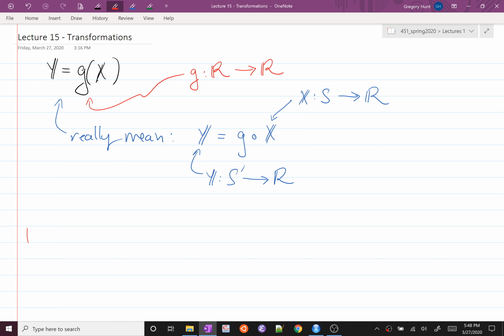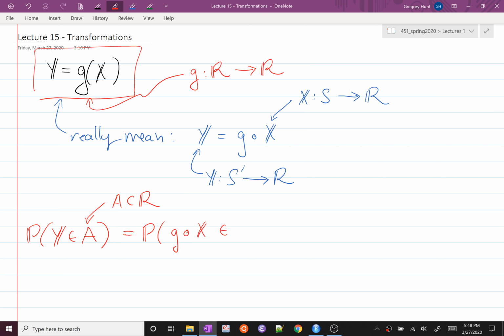If we calculate a probability, I want to calculate the probability that Y is in A. So Y is defined as g of X. I want to now take my transformed variable Y, transformed under this function g, and I want to find the probability it's in some set A, and here A is just some subset of the real numbers. I can calculate this as the probability that g of X is in my set A, if Y is really defined as g of X.